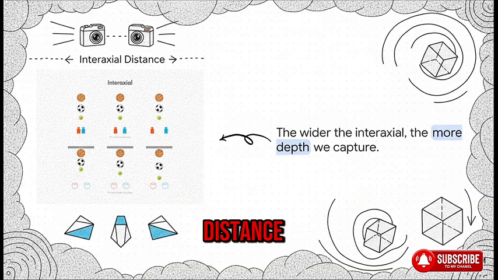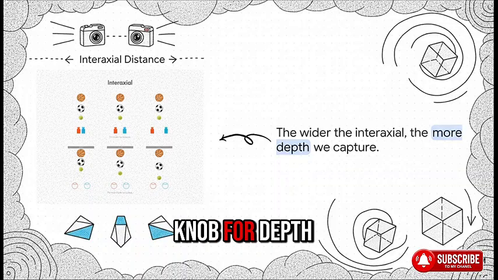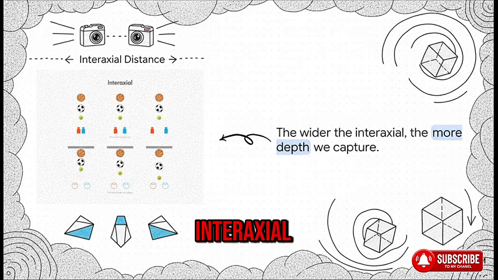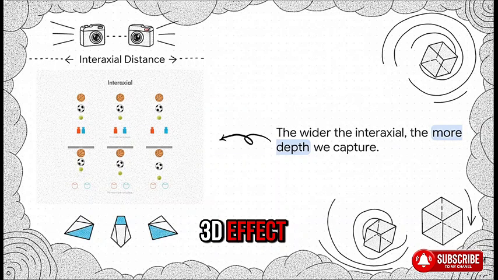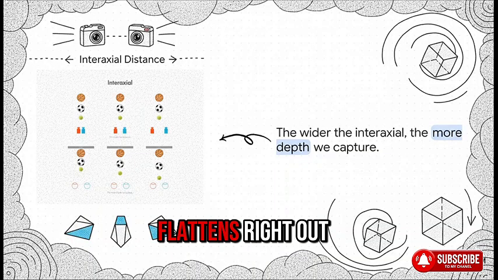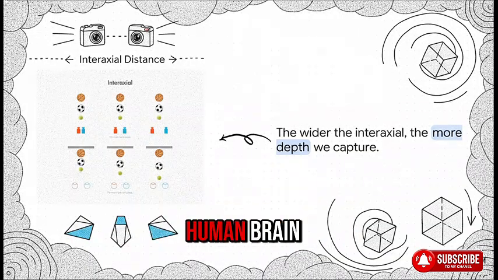Adjusting this interaxial distance gives creators an unbelievable amount of power. It's kind of like a volume knob for depth. The wider the interaxial, meaning the further apart you move those lenses, the more depth you actively capture, stretching out the 3D effect. Move them closer together, and the depth flattens right out. You are literally controlling how intense the 3D space feels to the human brain.